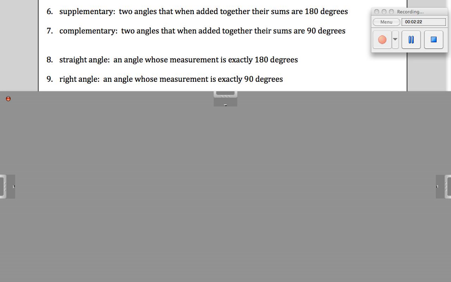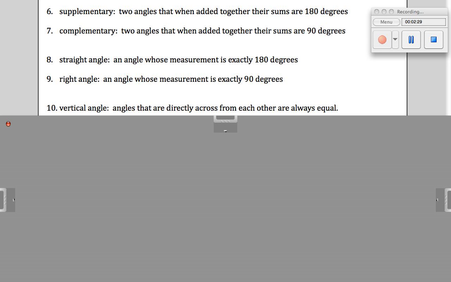A right angle is an angle whose measurement is exactly 90 degrees. A vertical angle, you think of vertical, a V, and they're angles that are directly across from each other. And when angles are directly across, not next to, but across from each other, they are always equal to each other.